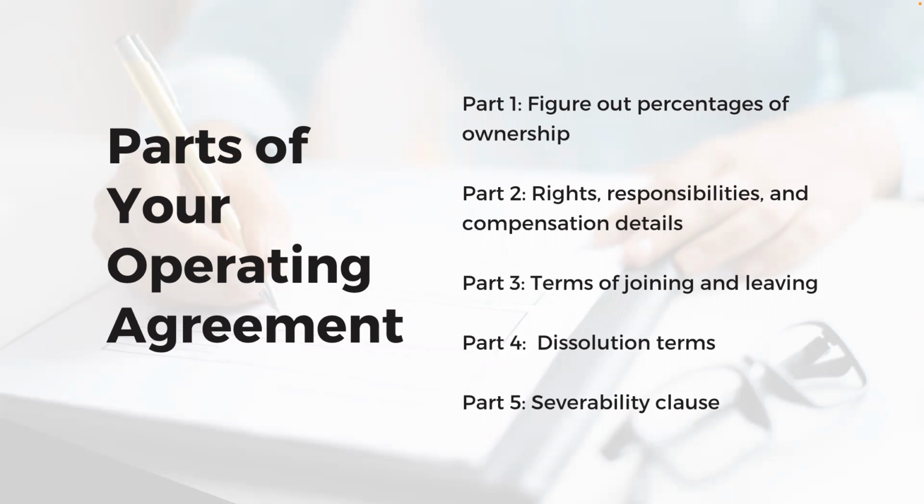Part 3, terms of joining and leaving. For example, what happens to the ownership percentage if someone joins or leaves the organization? Part 4, dissolution terms. Nobody wants to think of a business failing. However, having a plan will make it far more manageable during this stressful time. And Part 5, severability clause. A severability clause protects specific terms of the agreement in case any part of the agreement is deemed in conflict with state or federal law.